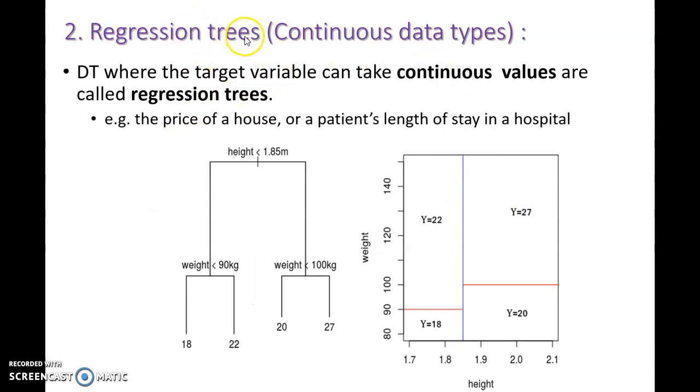The second type is a regression tree, which deals with continuous data. In this decision tree, the target variable can take continuous values, and these are called regression trees. Examples are the price of houses or a patient's length of stay in the hospital. That is prediction, or generally regression.